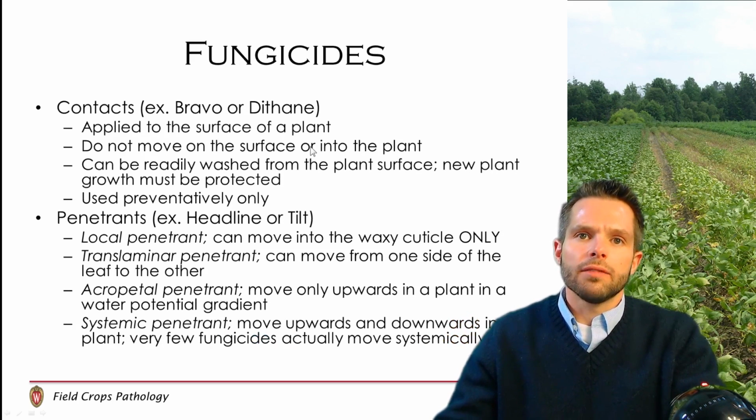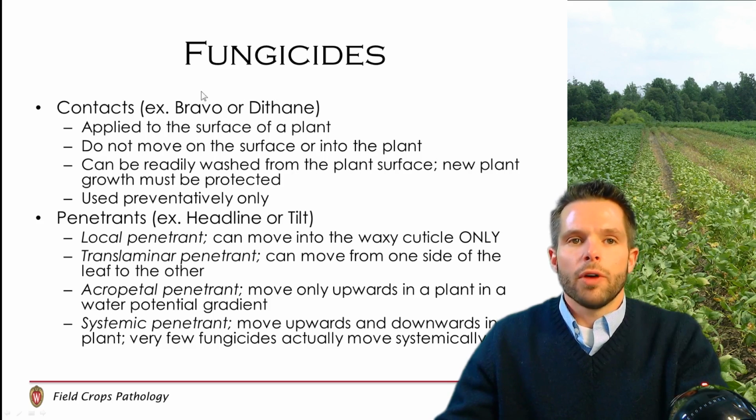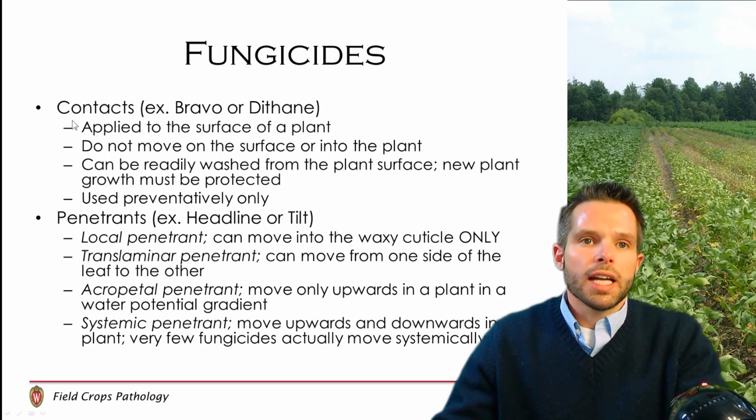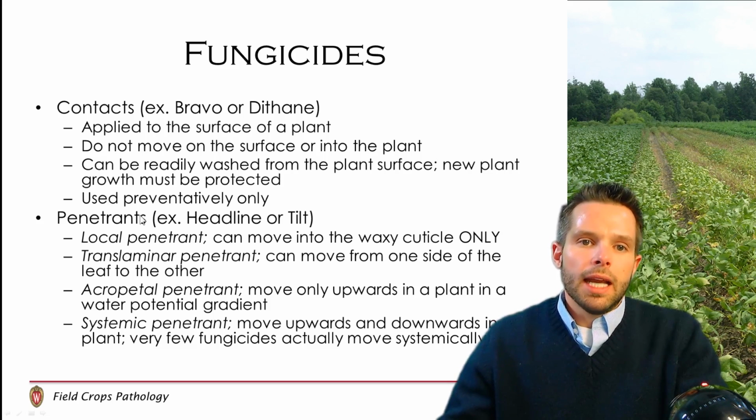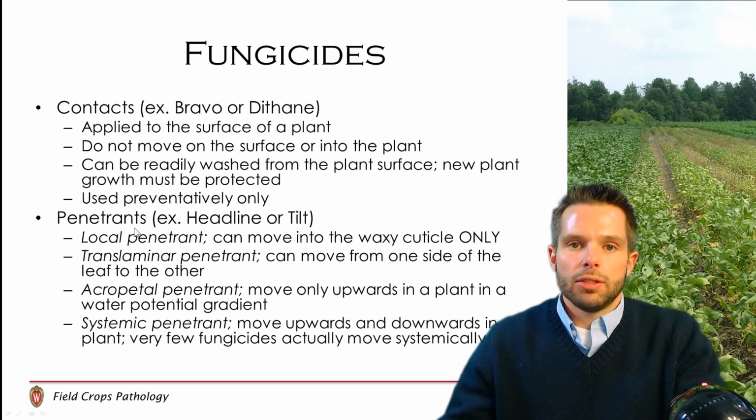Now, I want to take a little bit of time here and just talk a little about fungicides. We have a couple differences in terms of the types of fungicides we use in field crops. So we have what are classified the contact fungicides and then also the penetrant fungicides. The contact fungicides, some of the older products, things like Bravo or Dithane, are applied to the surface of the plant. They do not move on the surface or into the plant, and they can be readily washed off the plant. And they also have to be reapplied if a new part of the plant grows, because it will not be protected.